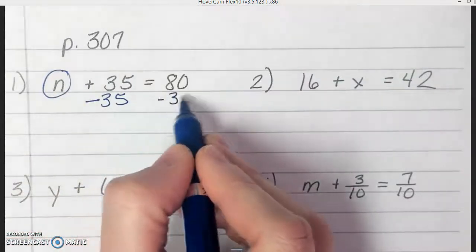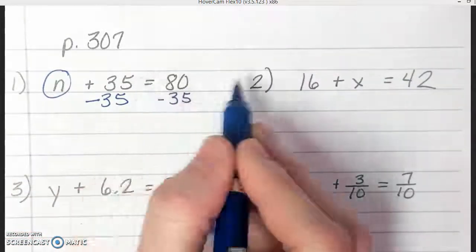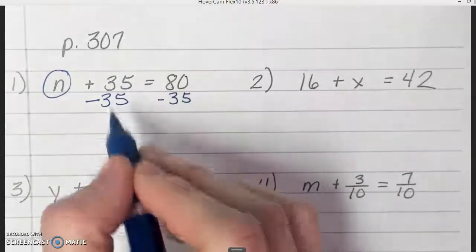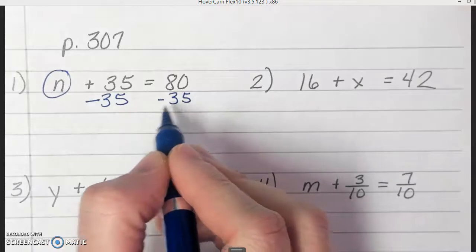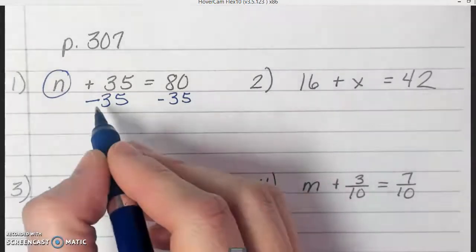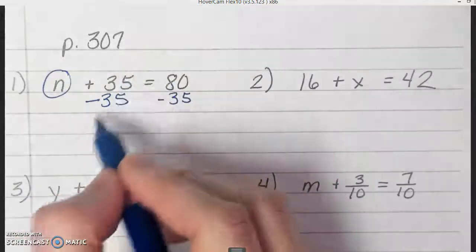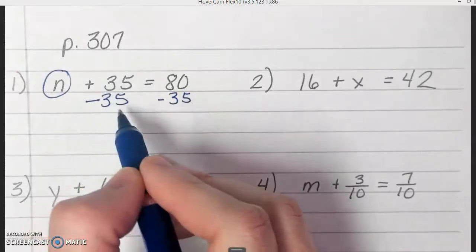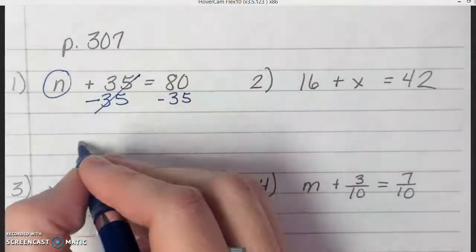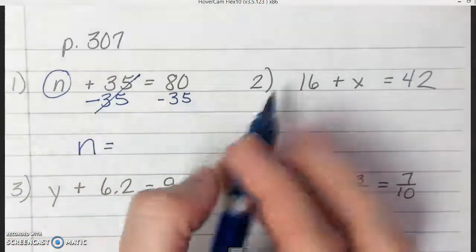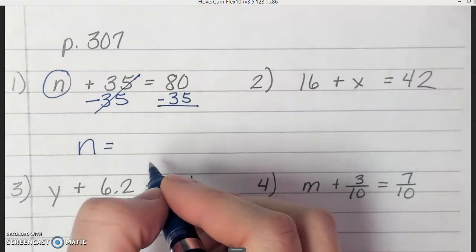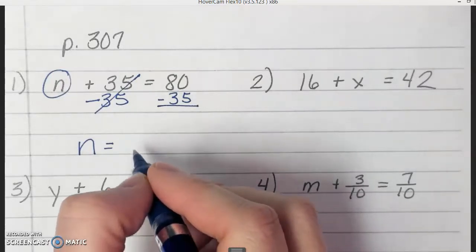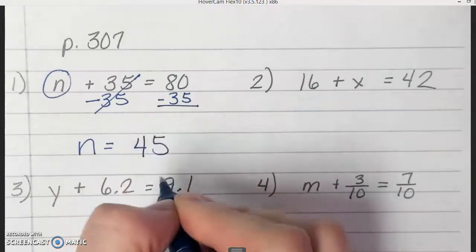So if I subtract 35 from each side, and yours is going, instead of going vertically, yours goes horizontal. So you can see where you need to fill in that negative or minus 35. So on this side though, the plus 35 minus 35 cancels out and leaves me with just n. And then over here, 80 minus 35 would be what? 45. So we get n equals 45.